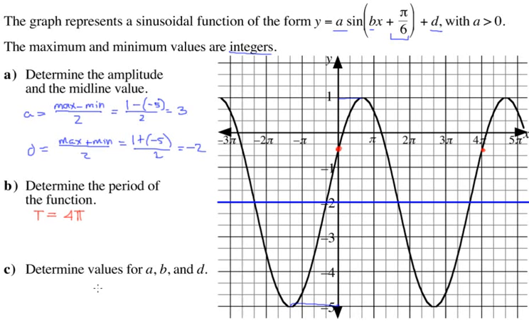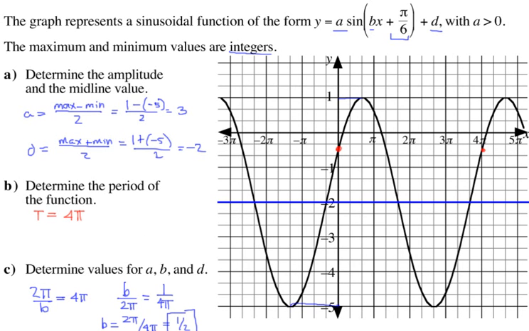So, values for A, B, and D. We got A and D already. They're the amplitude and the midline value. B takes a little bit of work. The period is 2 pi divided by b, and we know that came out to 4 pi. Flip both sides and you get b over 2 pi equals 1 over 4 pi. Multiply by 2 pi and you get b equals 2 pi over 4 pi equals 1/2. So our b value is 1/2.